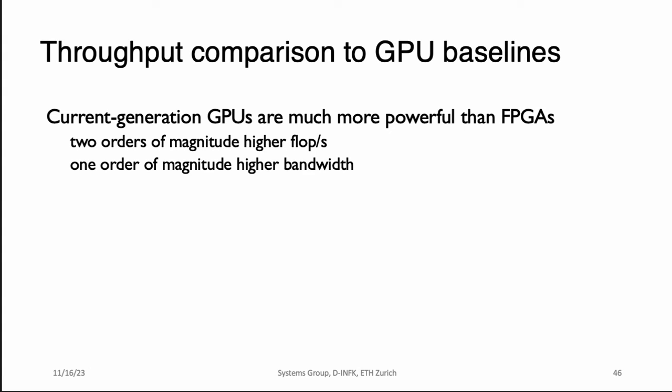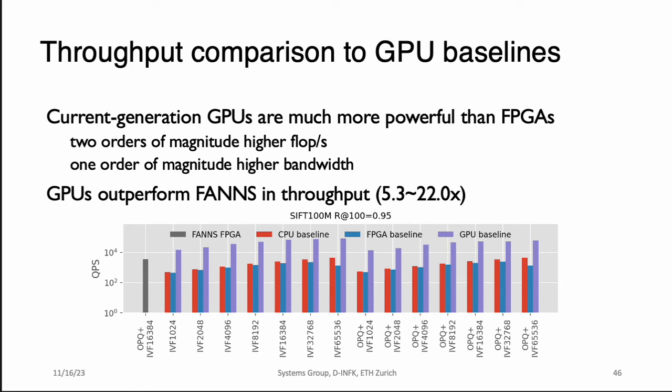Now, what about the throughput comparison to the GPU baseline? Well, it's hard to do a completely fair comparison between FPGAs and GPUs because the current generation of GPUs are much more powerful than FPGAs. They offer 2 orders of magnitude higher FLOPS and 1 order of magnitude higher bandwidth. So it's not surprising that GPU still outperforms FANNS in terms of throughput, even if FANNS use this co-design workflow.